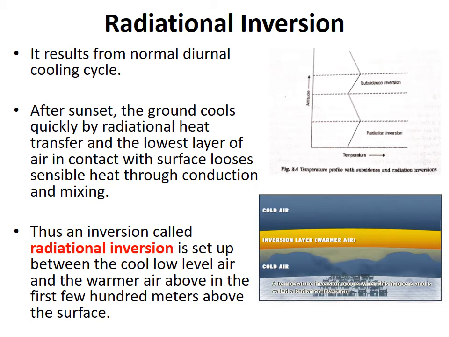In this case, if you see the figure on the right hand side bottom, you can see that the temperature of the air just above the surface of the earth is less as compared to the temperature of the air above it. So it sets up an inversion called the radiational inversion. And this usually occurs just a few hundred meters above the surface.